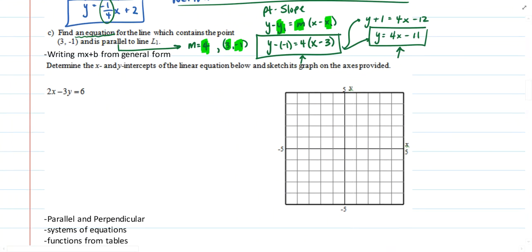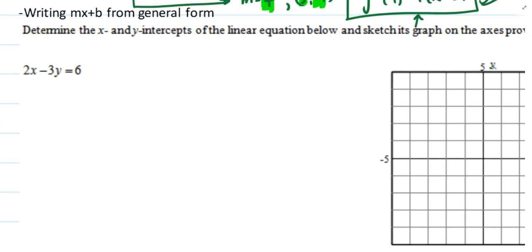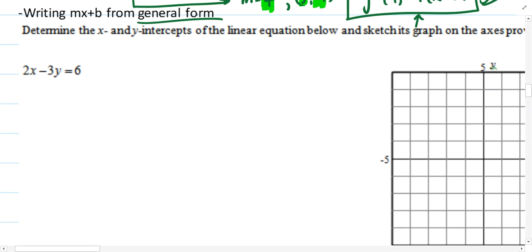The next example talks about an equation that's written in general form. We call this general form when the x's and the y's are together on one side of the equation with any other constants on the other side. We can determine the x and y intercepts fairly easily and sketch the graph. The other option, of course, is to rewrite this in slope-intercept form. I say that it's easy to graph the two intercepts because they're easy to find, and all we need are 2 points in order to create a line.